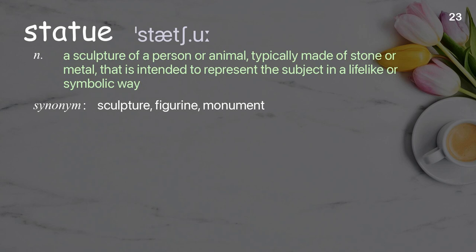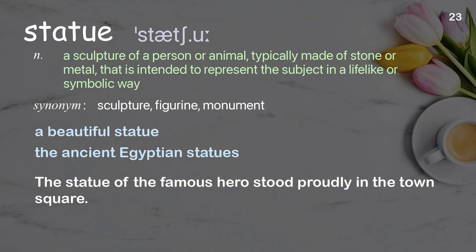Statue. A sculpture of a person or animal, typically made of stone or metal, that is intended to represent the subject in a lifelike or symbolic way. Examples: a beautiful statue, the ancient Egyptian statues. The statue of the famous hero stood proudly in the town square.